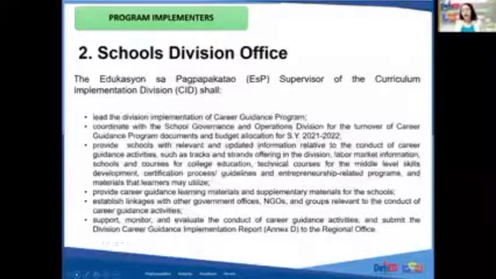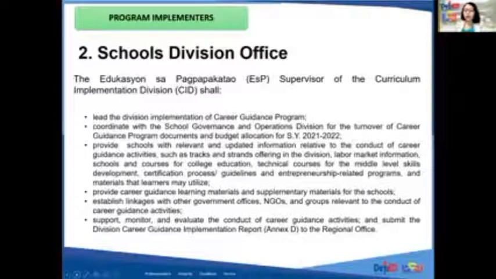Okay, now we move forward to our schools division office. The Edukasyon sa Pagpapakatao supervisor of the curriculum implementation division or the CID shall lead the division implementation of career guidance program, coordinate with the School Governance and Operations Division for the turnover of Career Guidance Program documents and budget allocation for school year 2021-2022. For everyone's information, nanggaling kasi ito sa office ni Yusek Allen before, no? And it was transferred to the CLMD, the CID, and the Curriculum and Instruction sa Central Office, no?